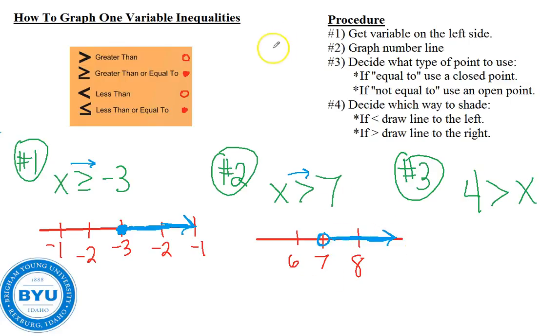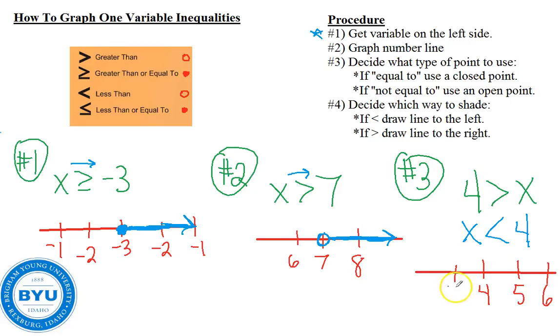Number 3 is a little trickier. You've got to follow step number 1 to start off. It says you've got to get the variable on the left side. It's on the right now, so I'm going to flip this. I'm going to move the x here and the 4 here, but when I flip an inequality, I've got to change the sign. Okay. Now we're ready to graph the number line. We have the number 4. I'm going to put 4 in the middle here. I would put 5 here, and 6 here, and 3 here, and 2 here. I need to decide what type of point I'm going to use. This is not equal to, so it's going to be an open dot. And because it's less than, that's pointing to the left, I need to shade to the left.